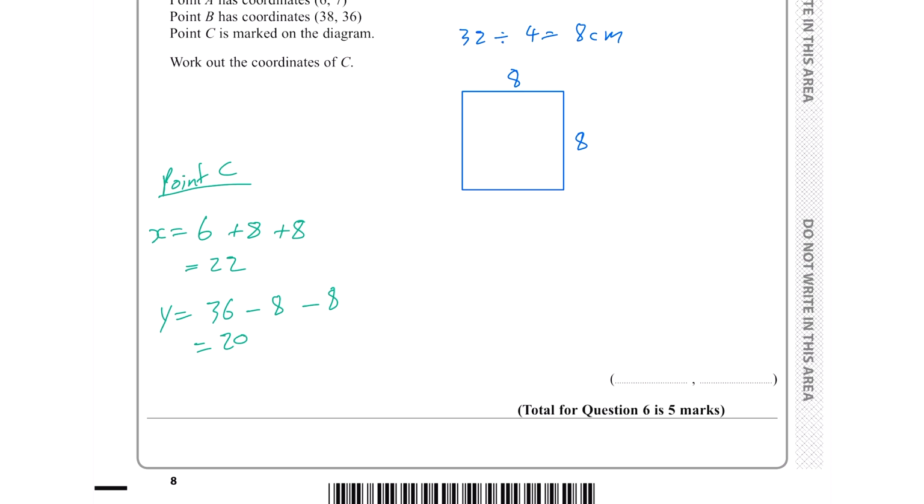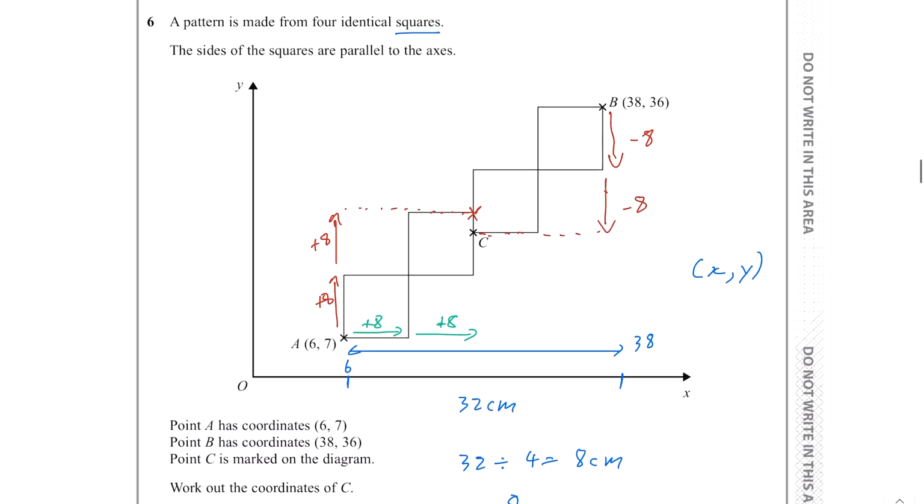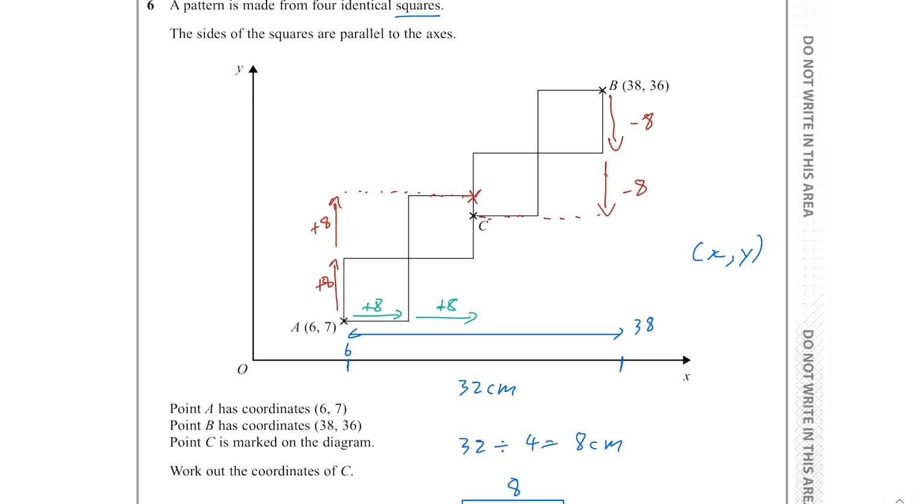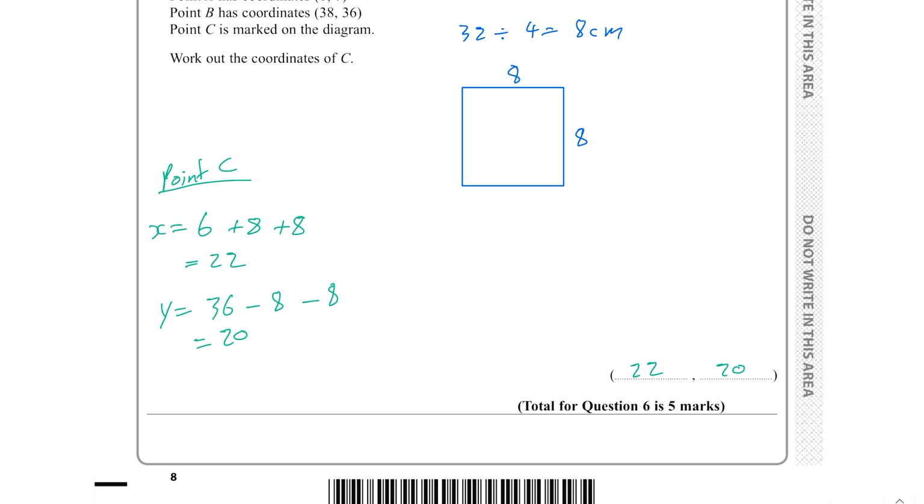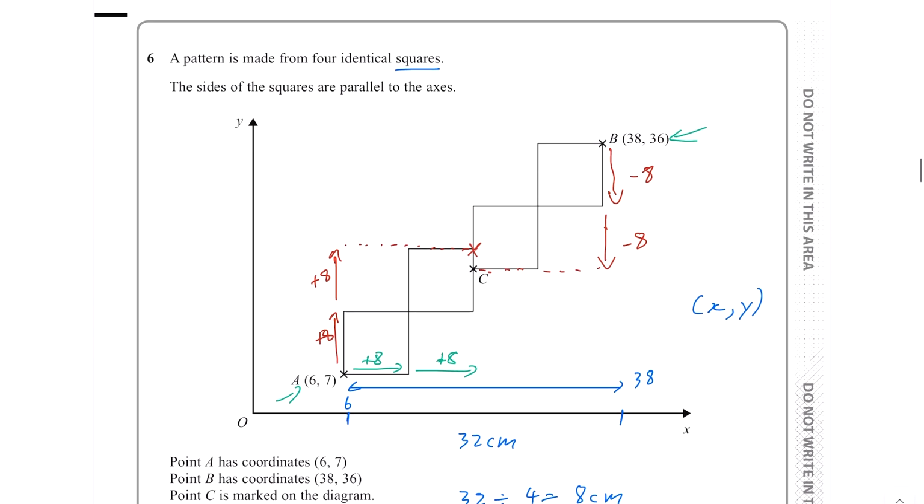So the coordinates are going to be along the corridor, up the stairs. So 22, 20. And always check your answer and see, does that actually make sense? Yeah, because if this is 36, 38, 36, and it's a number that sits within that range, that's right. If you got something like 42, 52, that must surely be wrong because that point will be somewhere up here. And the only reason I'm mentioning that is always sense check your answers. Does it actually make sense?